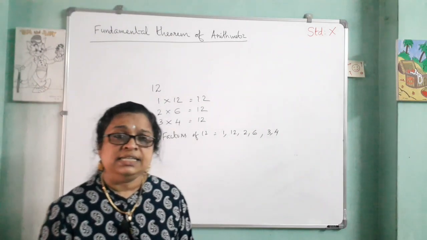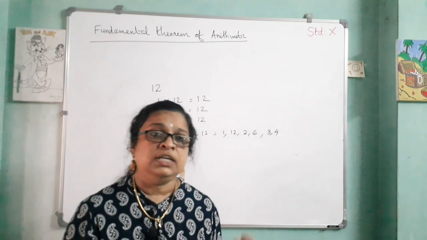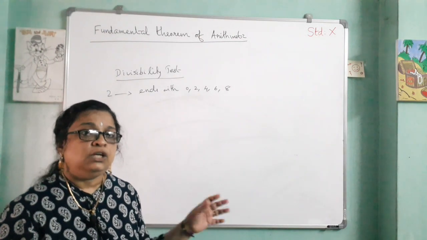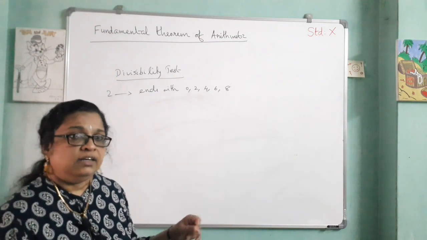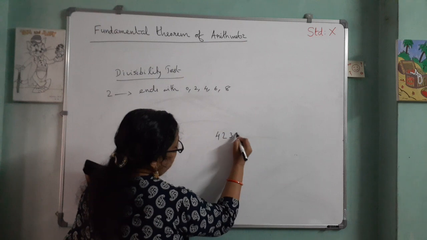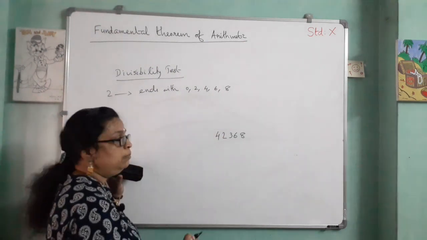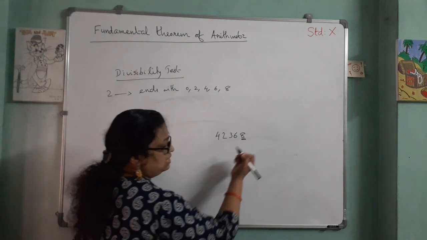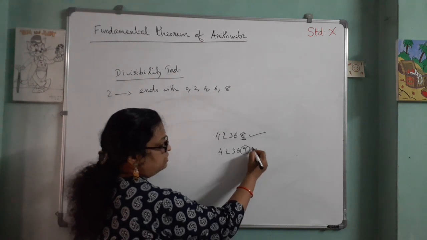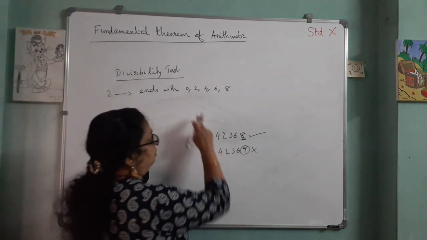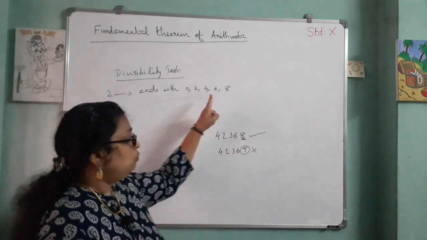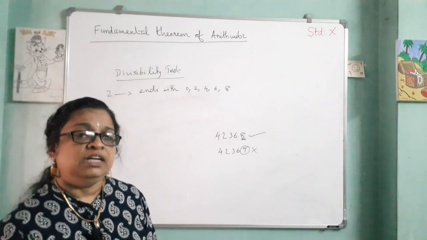Then what about the divisibility test? You know the divisibility test, that also you studied in smaller classes. The divisibility test of 2: if a number ends with 0, 2, 4, 6, 8, then it is divisible by 2. For example, a big number I write 42368. This number is divisible by 2 because the last digit is 8. Then 42369 is not divisible by 2. In that way we can find out. That is, the unit place number: if a number ends with 0, 2, 4, 6, 8, then it will be divisible by 2.